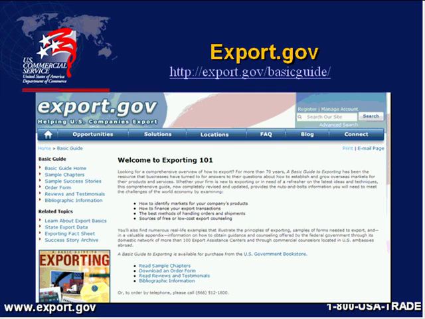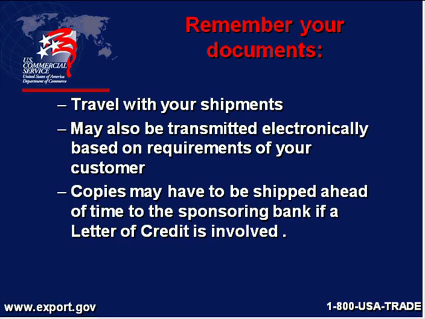And obviously, you can go to our host site, which is export.gov, and Raja and her team will be more than glad to help you. They have a lot of this information on this site, and they have a lot of really good people there who can help you find what you need. And just remember, your documents must travel with your shipment. They may also be transmitted electronically based on requirements of your customer or your company, and copies may have to be shipped ahead of time to a sponsoring bank if a letter of credit is involved.